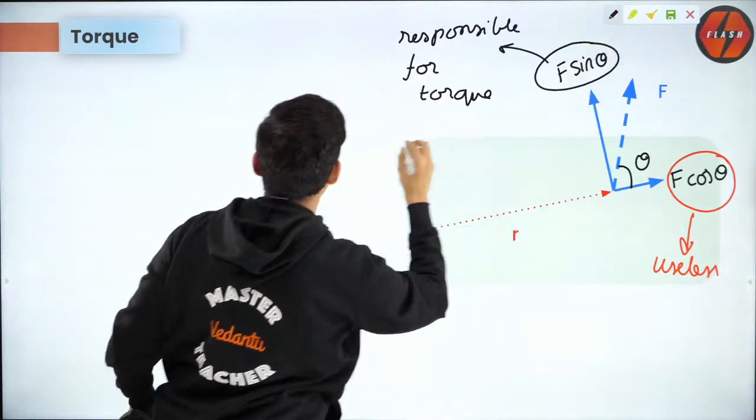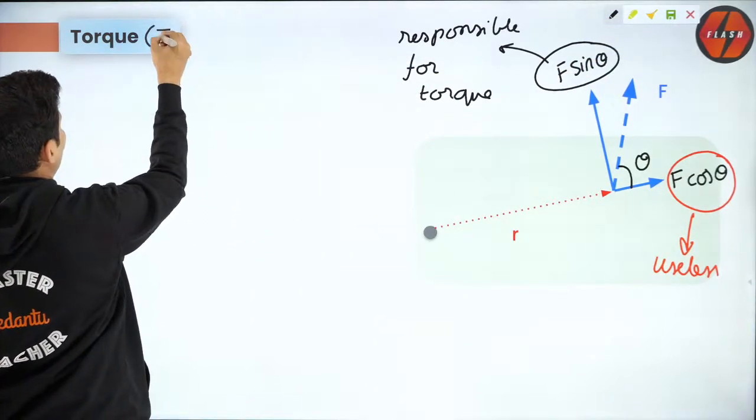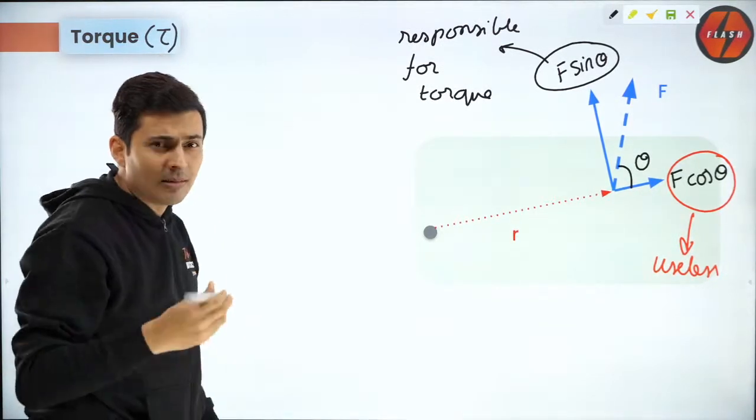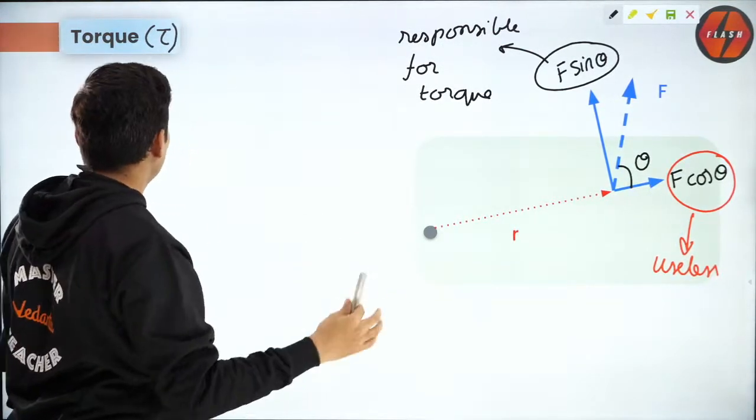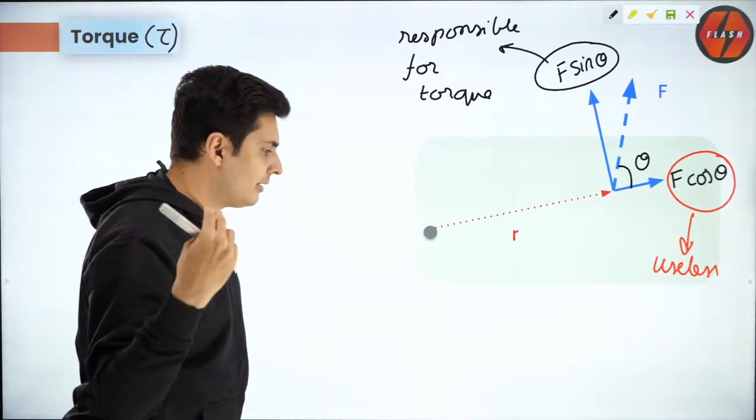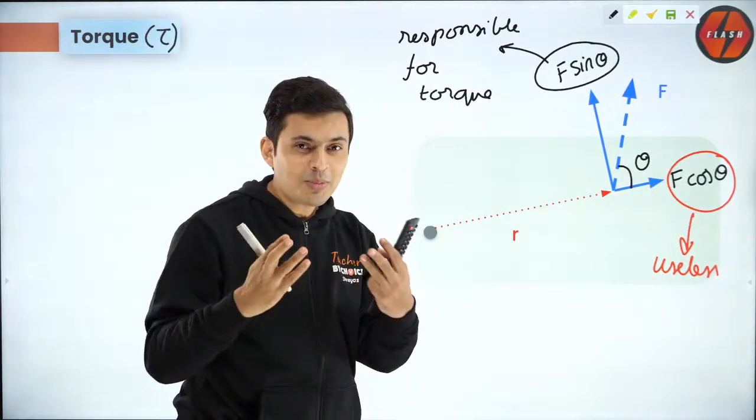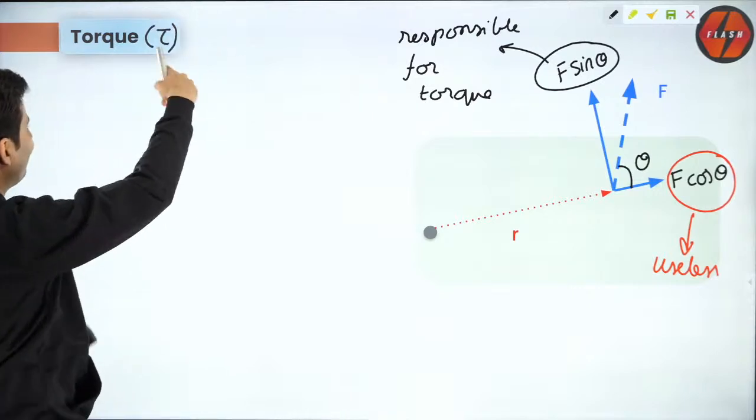And now the torque, by the way, the symbol for that is tau, that Greek symbol which looks like T, tau. In Hindi, that tau reminds me of a relative. I hope you get to know what I mean.